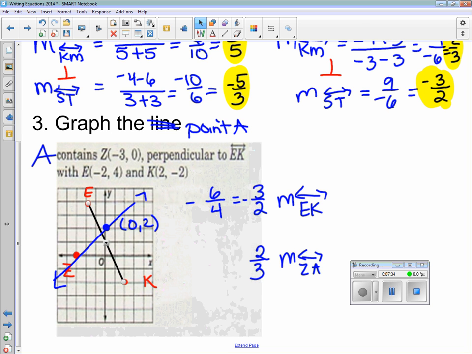Hang on, that doesn't look perpendicular. That does not look perpendicular. Let's double check ourselves. Are we sure we did that right? Hang on. Let's make sure. Let's count. Let me count again. 1, 2, 3, 4, 5, 6. 1, 2, 3, 4. Okay, that's right. And then we want it to be positive 2 over 3. 1, 2, 1, 2. That's right.